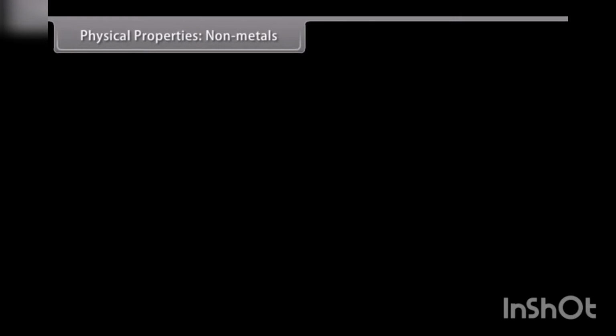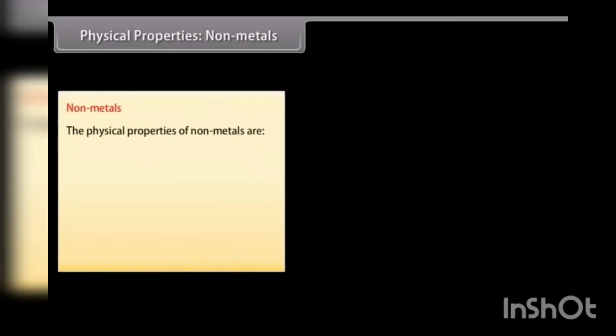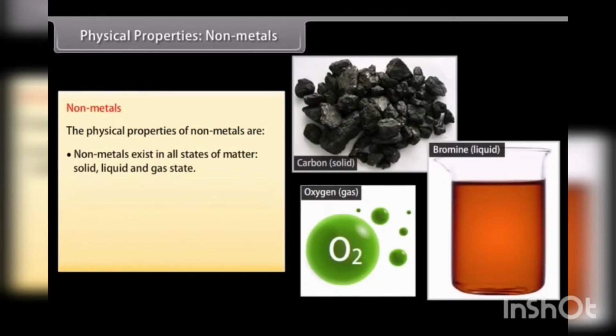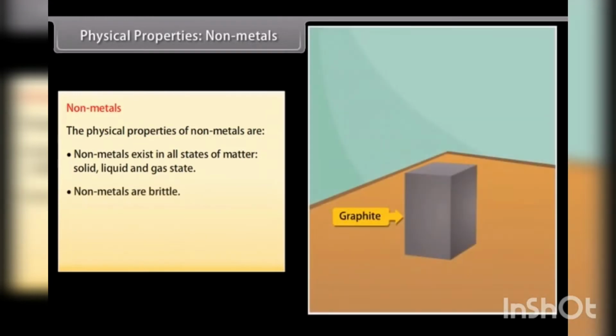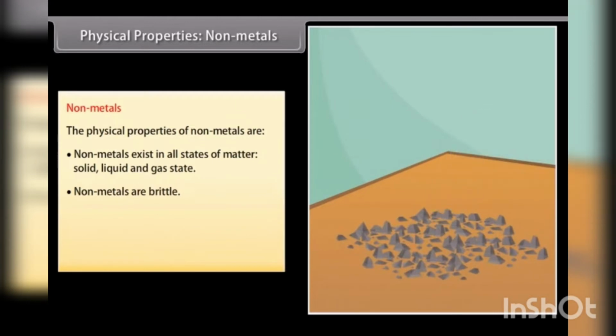Physical properties. Non-metals. Let us now look at the physical properties of non-metals. Physical state. Non-metals exist as solid, liquid, or gaseous in state at room temperature. Gas: oxygen, chlorine, fluorine. Liquid: bromine, and solid: carbon. Non-malleable and non-ductile. Non-metals are brittle and cannot be rolled into wires or beaten into sheets.